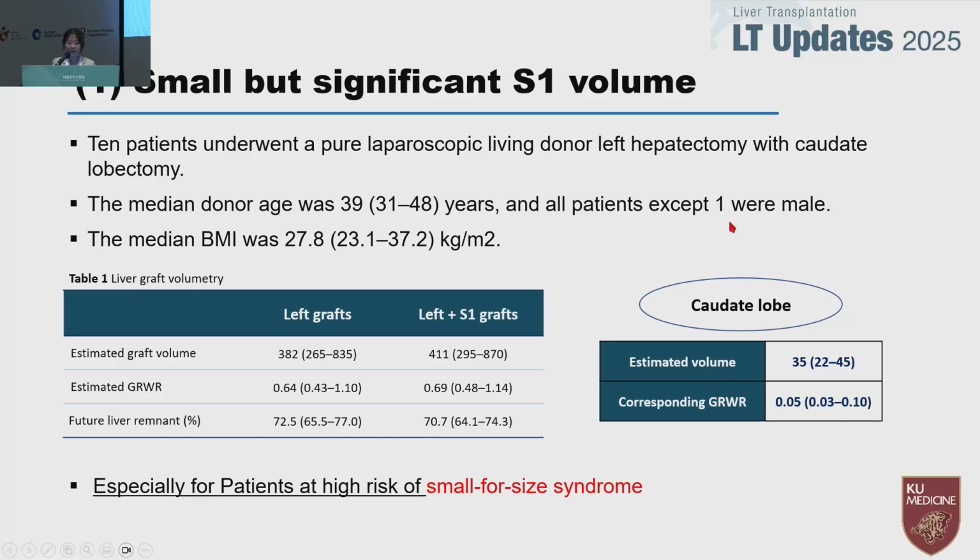We, in our center, analyzed 10 patients who underwent a pure laparoscopic living donor liver transplantation with caudate lobectomy. The estimated caudate lobe volume was 35 grams, and its corresponding GRWR was 0.05. So especially for patients at high risk of small-for-size syndrome after liver transplantation, it can be really significant for recipient survival.